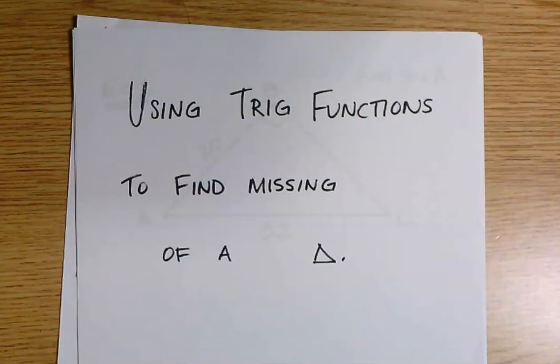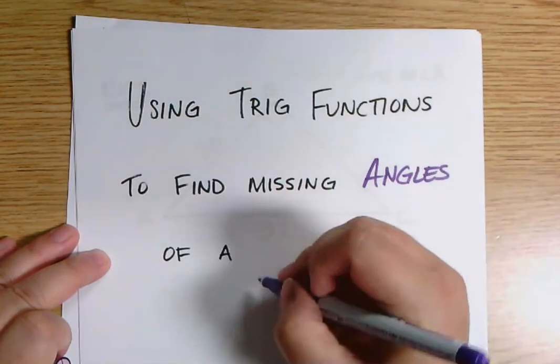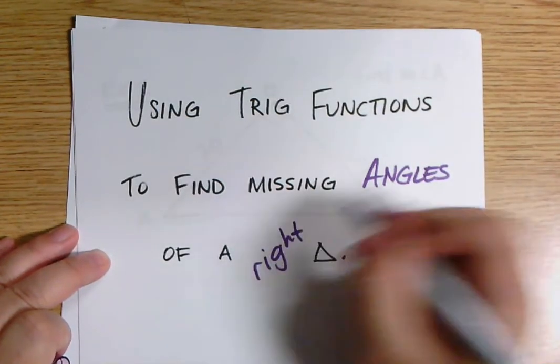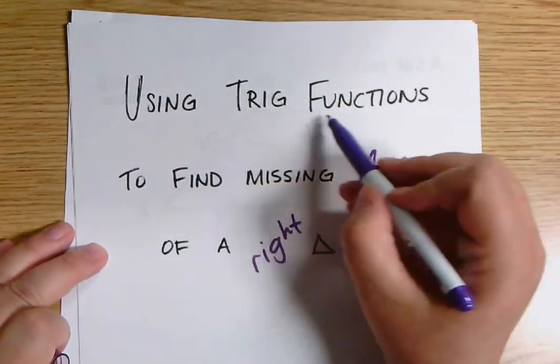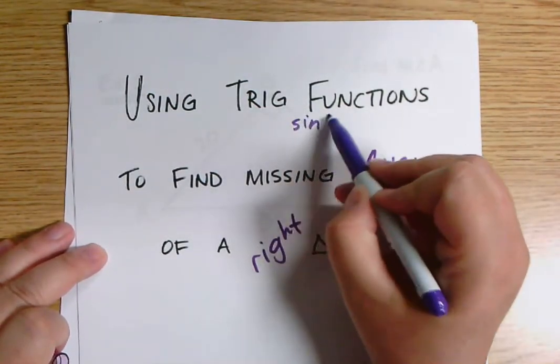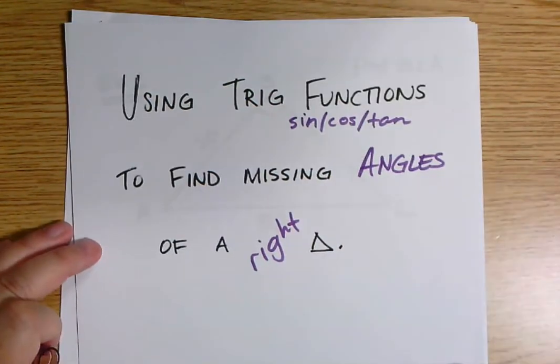Well, hello, geometry friends. We are here today to learn how to find missing angles of a right triangle using trig functions. And remember, trig is short for trigonometry. Trig functions are sine, cosine, tangent. Okay, so that's what we're talking about doing.